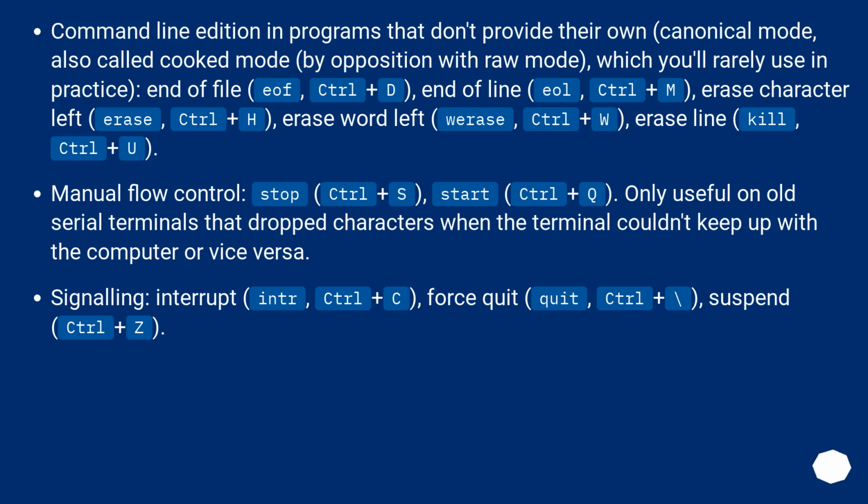Manual flow control: stop, Ctrl+S; start, Ctrl+Q. Only useful on old serial terminals that dropped characters when the terminal couldn't keep up with the computer or vice versa.